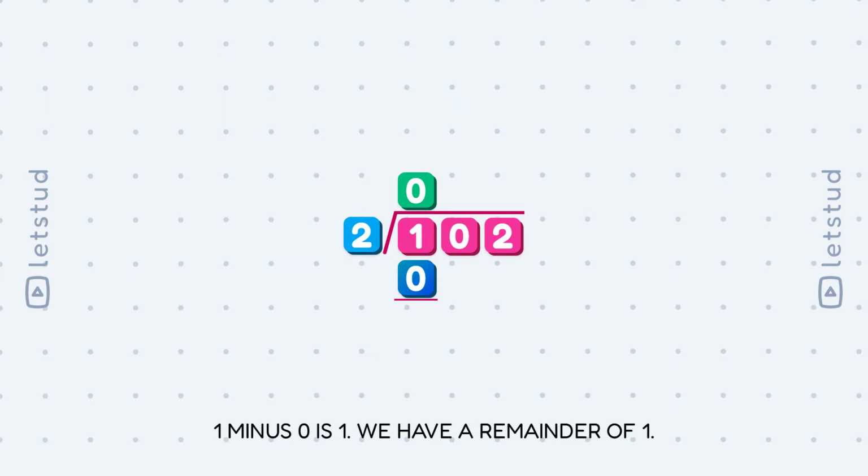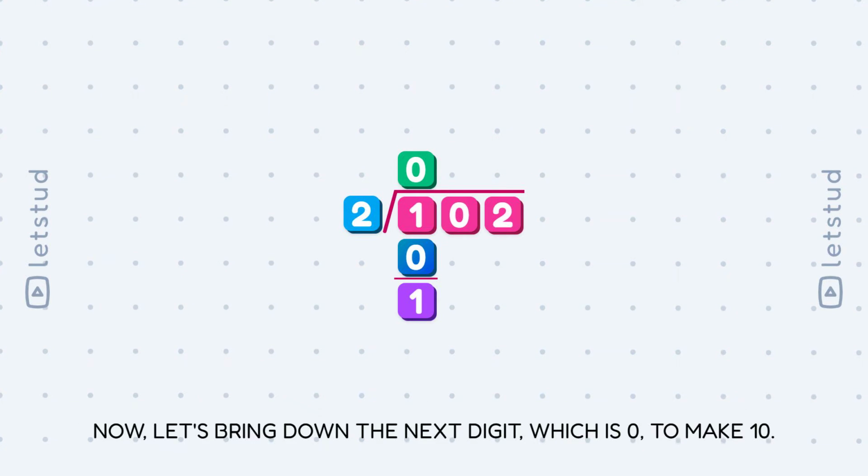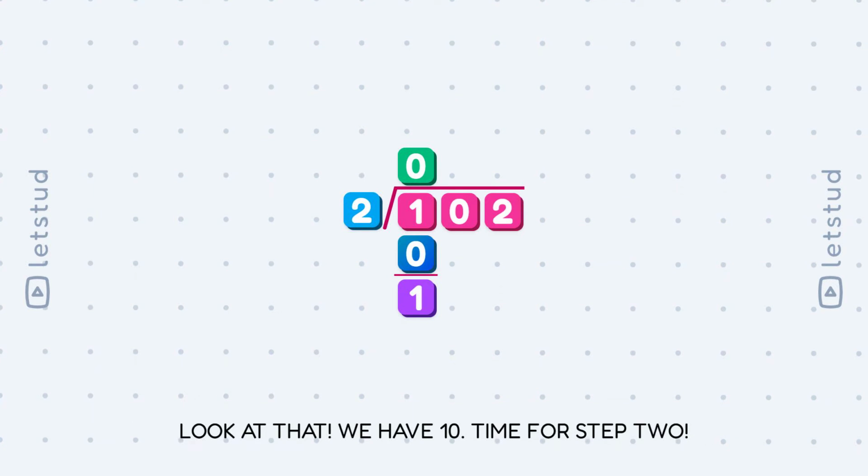1 minus 0 is 1. We have a remainder of 1. Great start. Don't worry about that remainder. We'll use it in the next step. Now let's bring down the next digit, which is 0, to make 10. Look at that, we have 10.